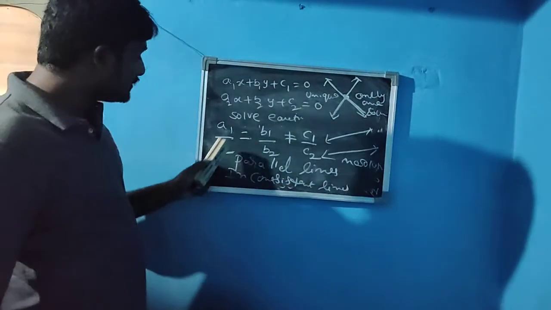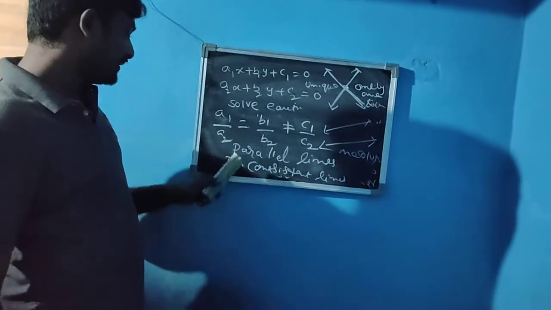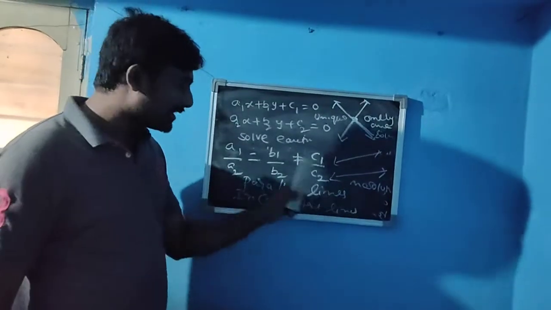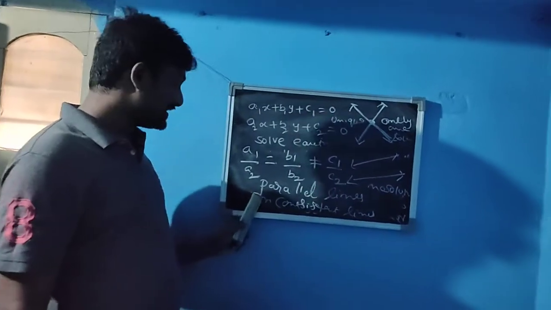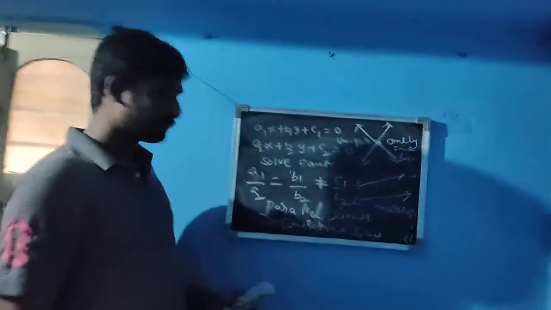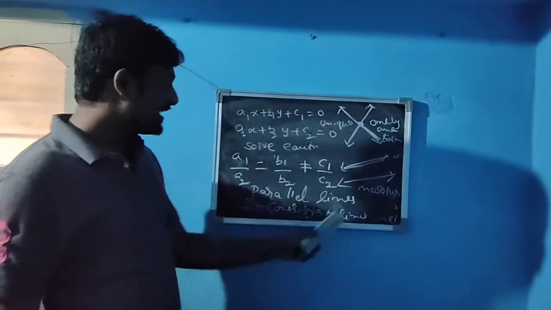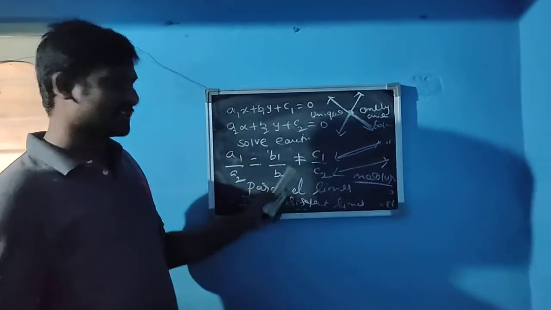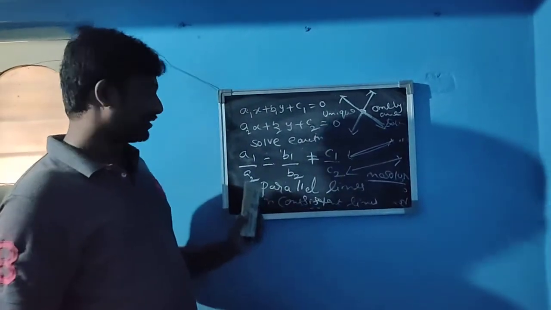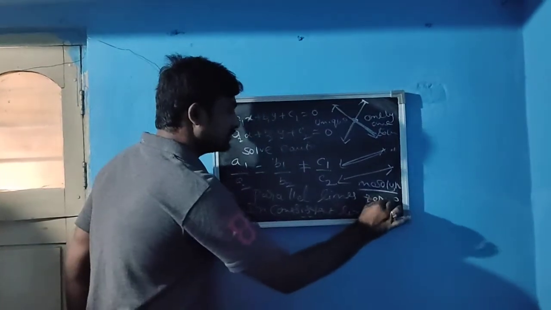If a1 by a2 is equal to b1 by b2 not equal to c1 by c2, those lines are called parallel lines. One more name for parallel lines is inconsistent lines. This is the way of drawing parallel lines. How many solutions? No solution, nothing but zero solutions.